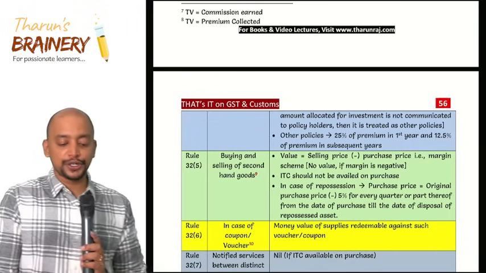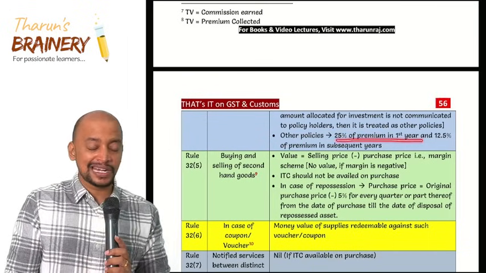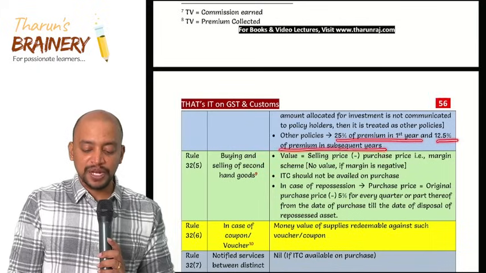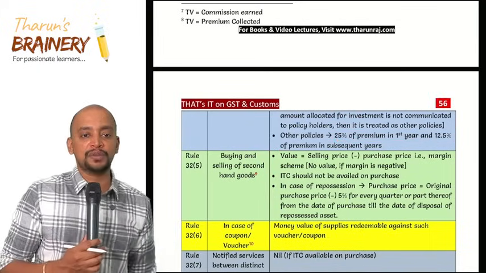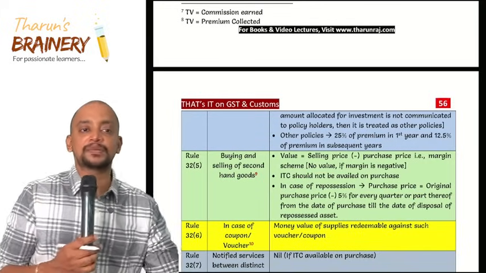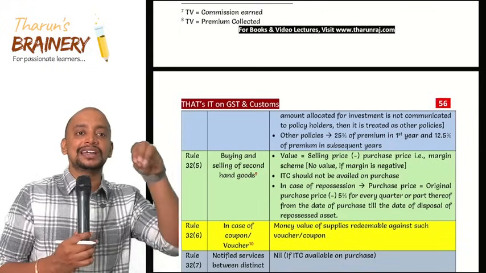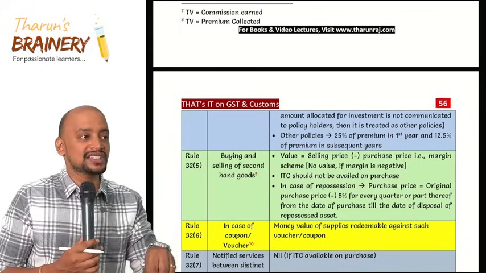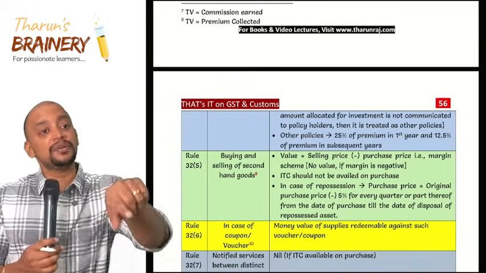For other policies, what should be taken as the value? 25% of the premium in the first year and 12.5% of the premium in the subsequent years. What is the meaning of first year premium and subsequent year premium? Every year insurance company will be having first year premium and subsequent year premium. So this is the first year in which they started their business, which means this is the first year premium.